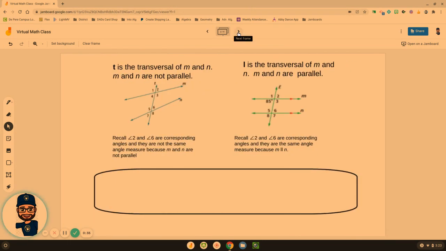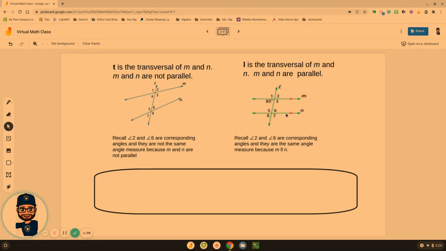So in the past, we had these 2 types of diagrams where we had 2 lines, maybe line M and line N, that were being cut by a transversal T, right? Recall that angle 2 up here and angle 6, they are corresponding angles. But at the same time, they're not equal. They can't be equal measures because we don't know that M and N are parallel. If they're not parallel, the measures aren't equal. But they're still corresponding because they're in the top right and top right.